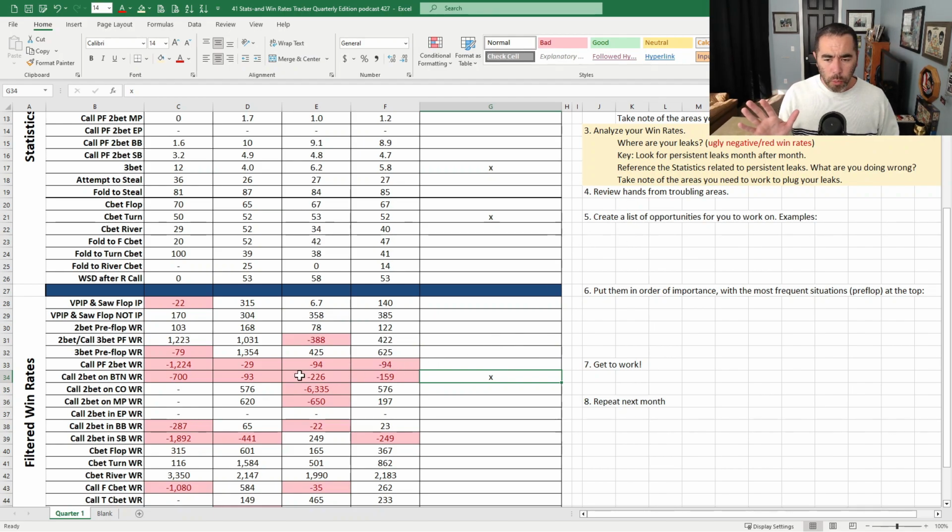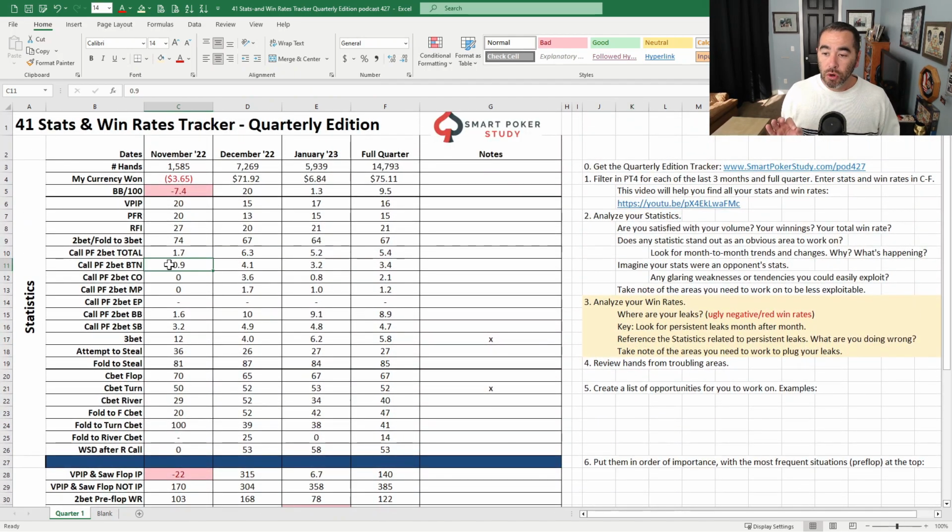Now, when you find an area to look at, also take a look, reference the statistics related to those persistent leaks. What are you doing wrong? If we take a look at my call 2-bet on the button, in November, it was 0.9. Like I said, I was doing a razor fold mostly for the month. Maybe I made 2 or 3 calls right here. In December, 4% calling. That's not too bad. It's quite low. And January, 3%. So how is it that I'm calling so infrequently, but I'm still losing money right here?